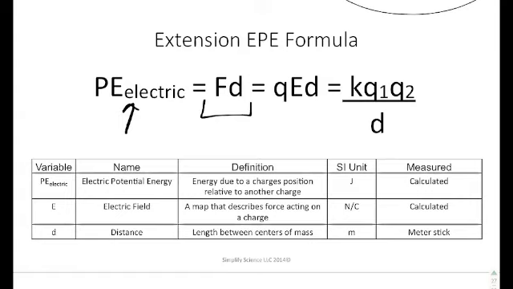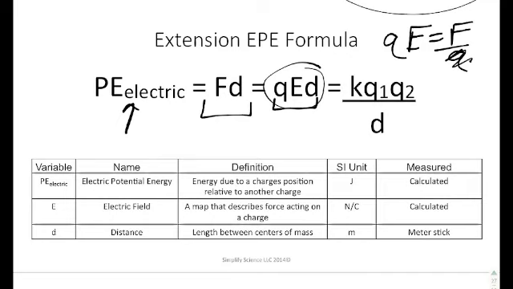Well, another way of saying that would be QED, because remember E equals F over Q. If you rearrange that, you get F is equal to QE, and that's where we get the idea of QED. Another one is if you were to take this and substitute Coulomb's law in for the force, you get K Q1 Q2, and then it's over D instead of over D squared. So any of these formulas is useful depending on the situation.